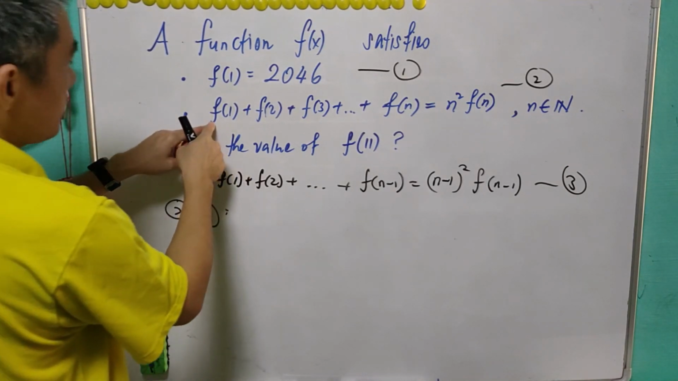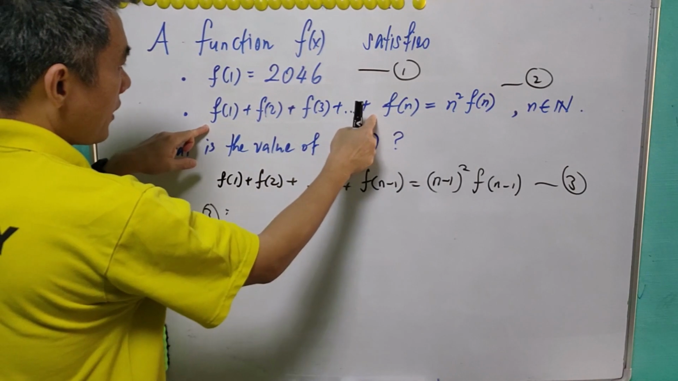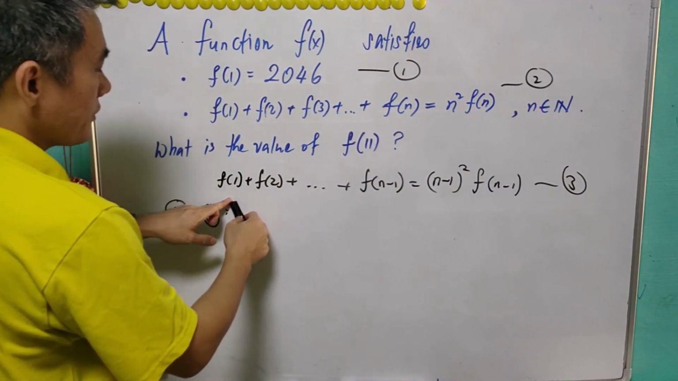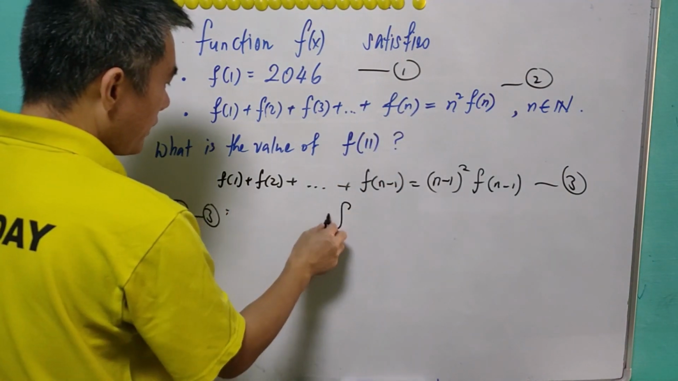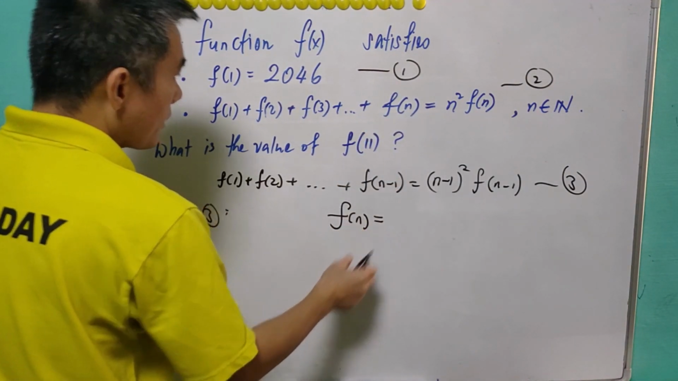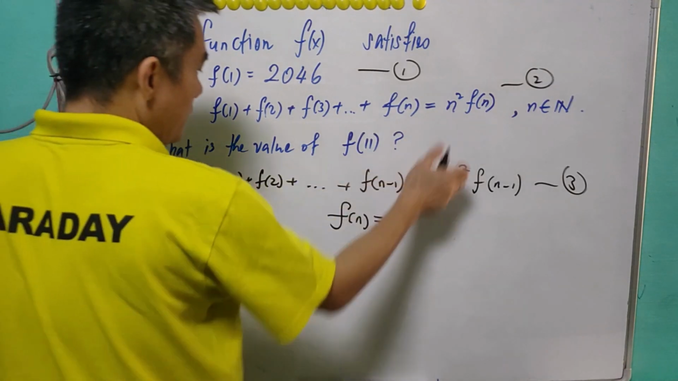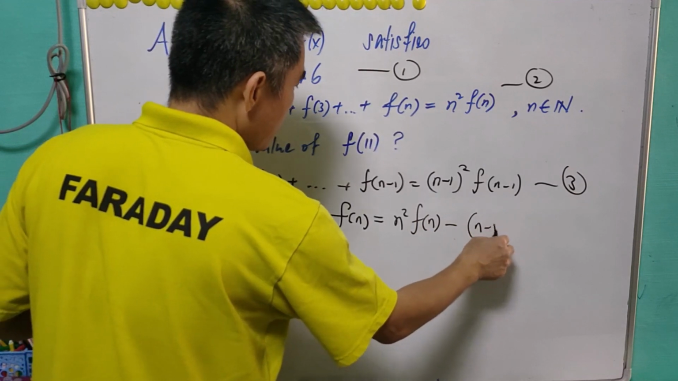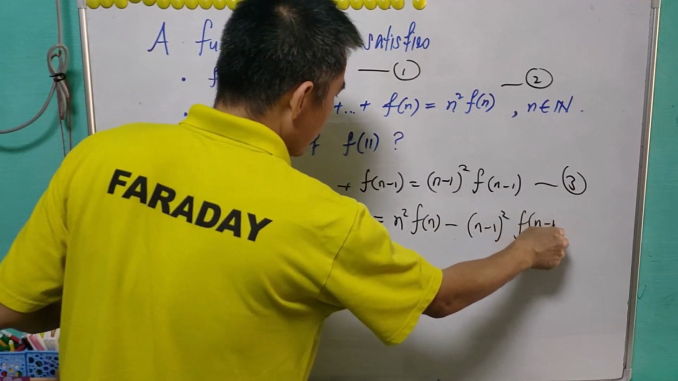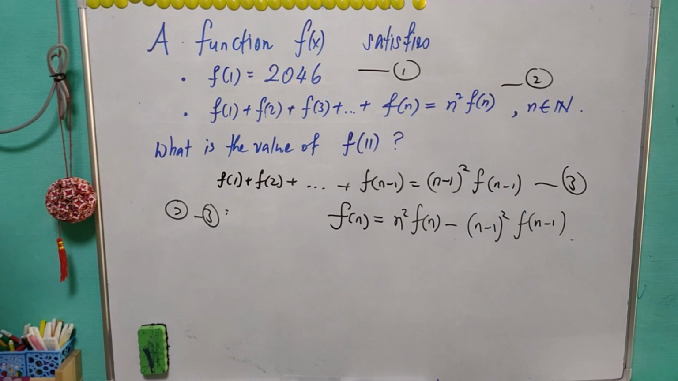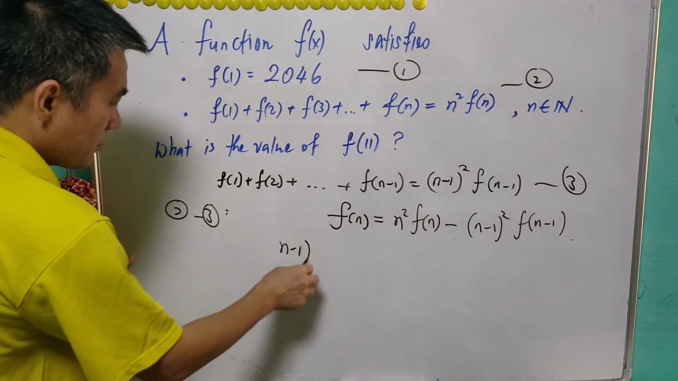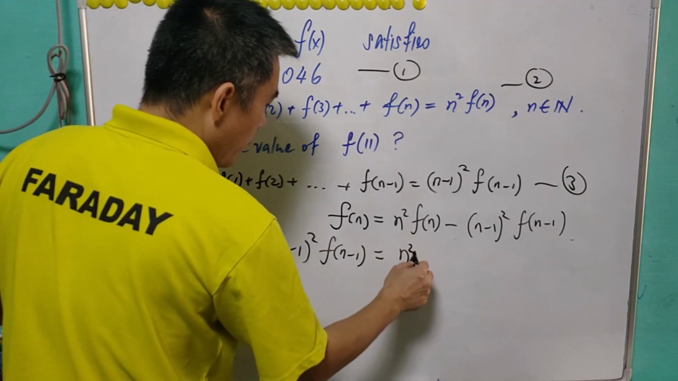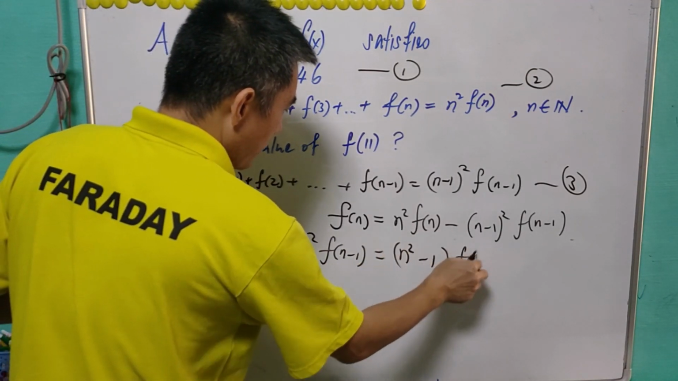Then we'll see that this is f(1), f(2), f(3) until f(n minus 1), and you will cancel with the left hand side of equation 3 and we are left with f(n). And for the right hand side, it will be n squared f(n) minus (n minus 1) squared f(n minus 1). So this means that (n minus 1) squared f(n minus 1) equals (n squared minus 1) f(n).